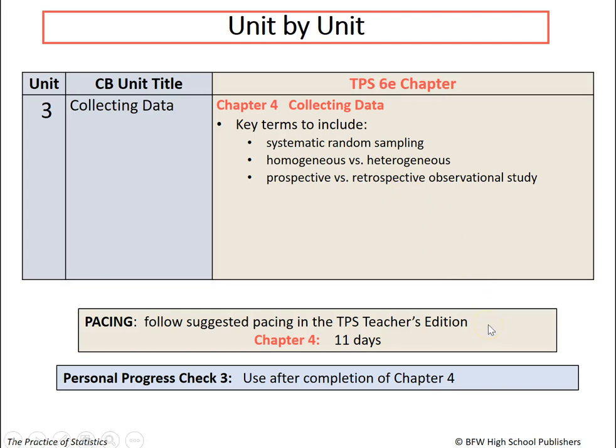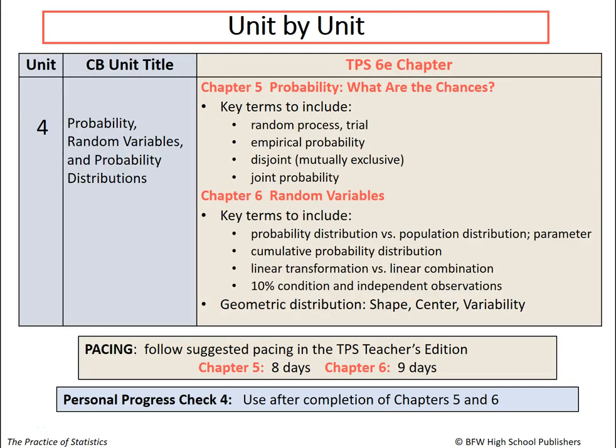The pacing for Chapter 4 is as suggested in the teacher's edition, 11 days. Personal Progress Check 3 can be used right at the end of Chapter 4. This large Unit 4 on probability, random variables, and probability distributions includes both Chapters 5 and 6 in TPS 6. So within Chapter 5 on probability, be sure to emphasize the idea of a random process. We say chance process in TPS 6, and that one repetition of that random process is a trial.